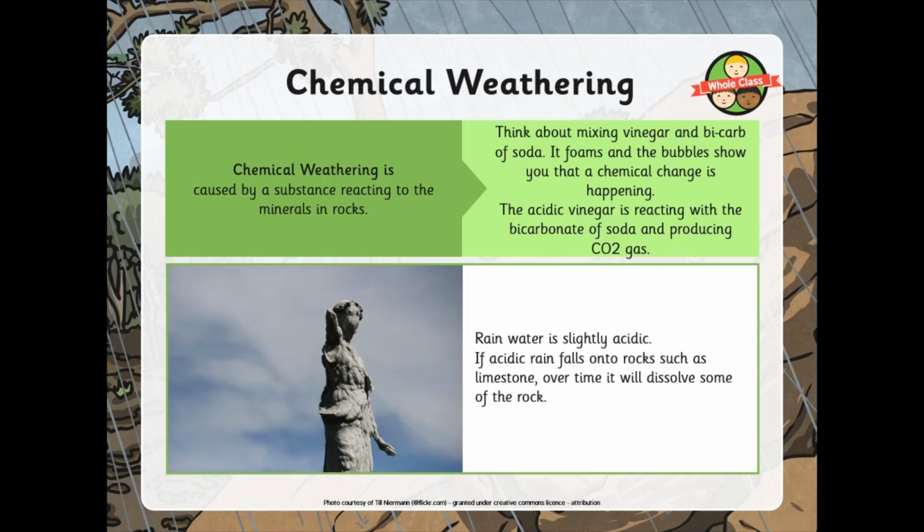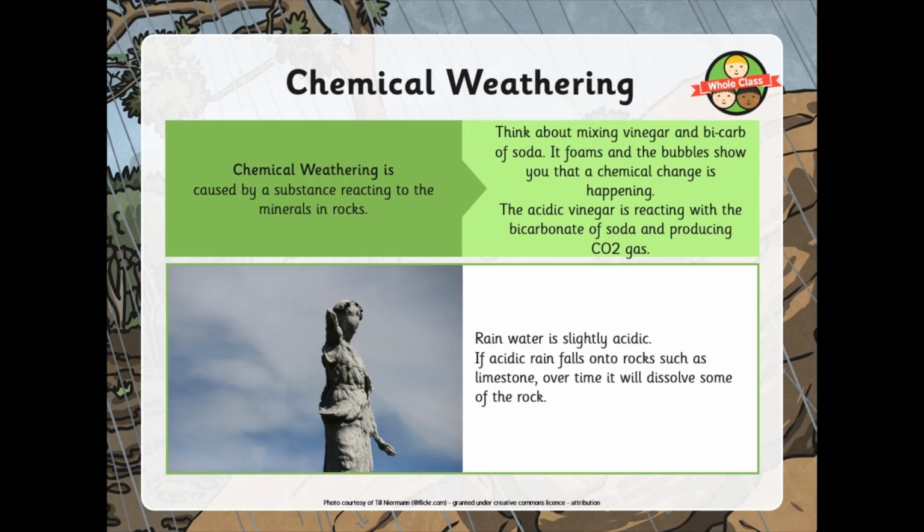Rainwater is slightly acidic, okay? So if acidic rain falls onto rocks, such as limestone, over time it will dissolve some of the rock. Again, it's not like one rain downpour happens and suddenly the rocks melt. No, of course not. It takes a long time and it's a long process, okay? But as you can see here, it wears away at different features, okay? Again, look at the face here, look at the arm, okay? So that is a type of chemical weathering.